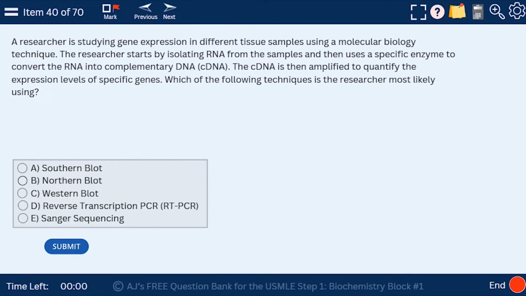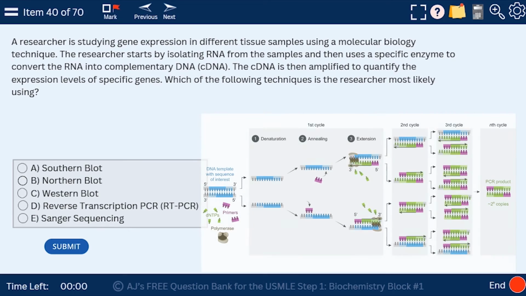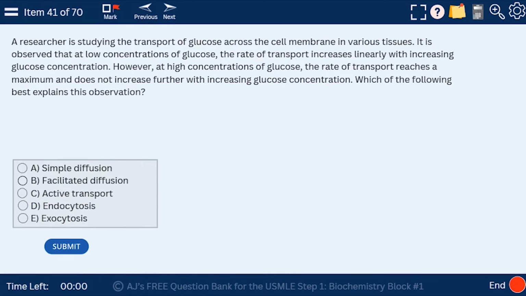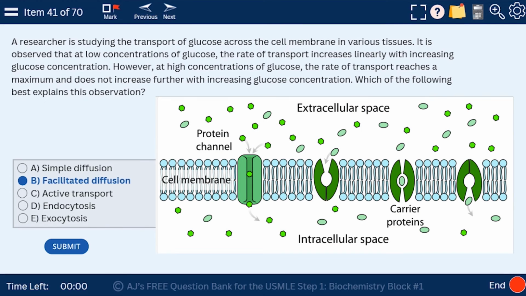Question 40. Here we have RNA converting into a complementary DNA, and then the DNA is amplified to quantify the expression levels of specific genes. This is, of course, reverse transcriptase PCR, which you can read about over here. Question 41. How is glucose transported across the cell membrane? In such a way that at high concentrations, the rate of transport reaches a maximum. This is facilitated diffusion through helper proteins, carrier proteins.